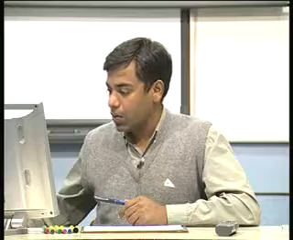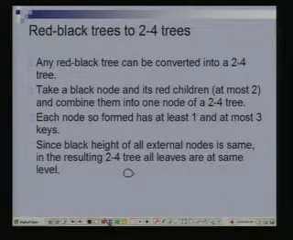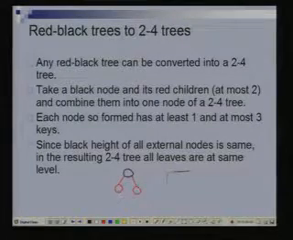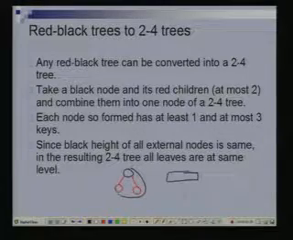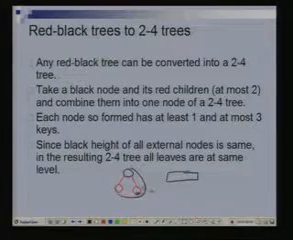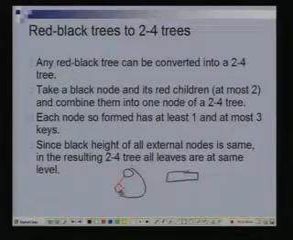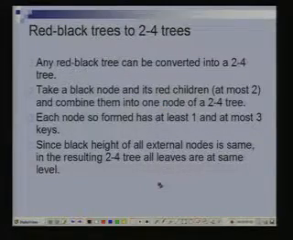Let's see. So just to make sure, what am I saying? I am saying we have a black node and we look at its red children. Suppose it had 2 red children, right? So I am going to combine all these 3 into one node. So this one node will have 3 keys. Suppose it had only one red child, right? Then there would be 2 keys in here. And if it had no red child, then there will be only one key here. Okay. So each node so formed has at least 1 and at most 3 keys.